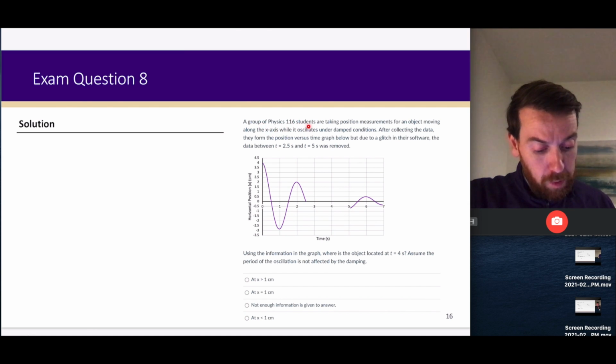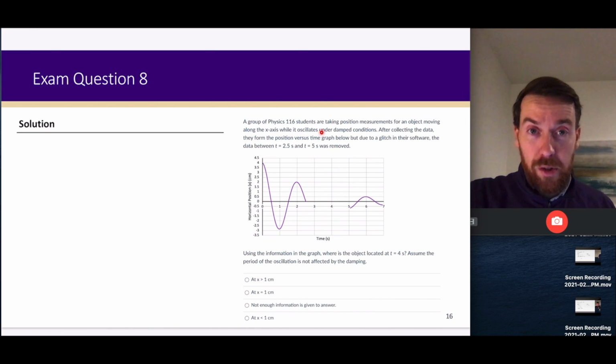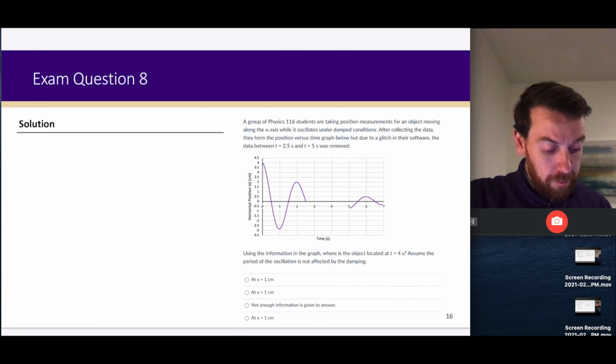So we've got a group of 116 students taking position measurements for an object moving along the x-axis while it oscillates under damped conditions. That's a key idea, that this is a damped oscillator. After collecting the data, they form the position versus time graph below, but due to a glitch in their software, the data between 2.5 seconds and 5 seconds was removed. So we can see here we're missing some data.